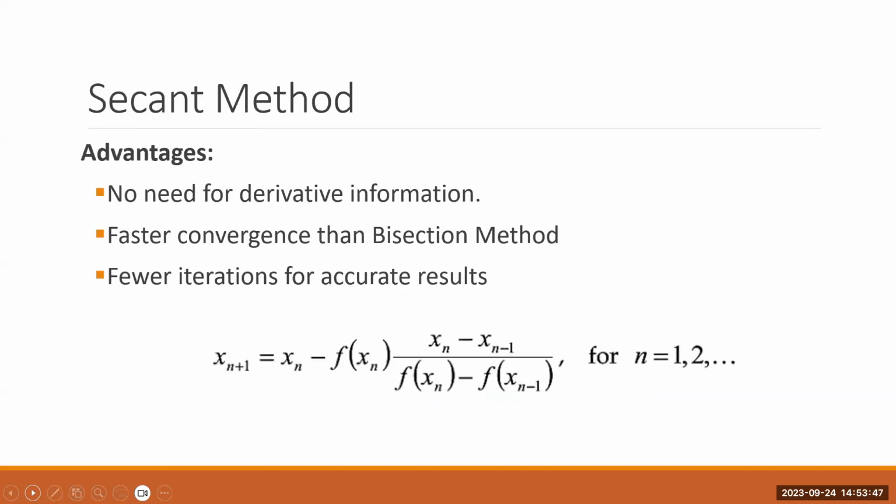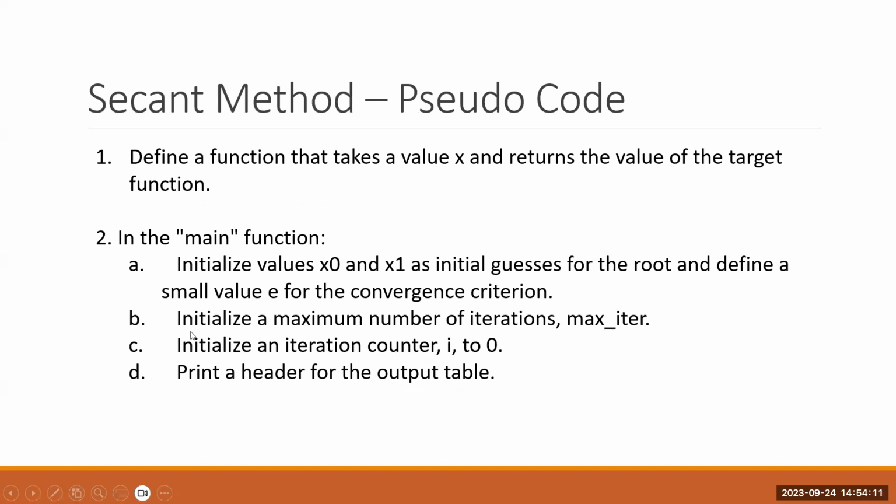So, the secant method. In the secant method, we do not need the derivative information of the function. Thus, it is faster in terms of convergence than other methods such as bisection, and you need fewer iterations for accurate results. So here is the formula to be used in the secant method. And here is a simple pseudocode for us to understand how we will implement the secant method in our source code.